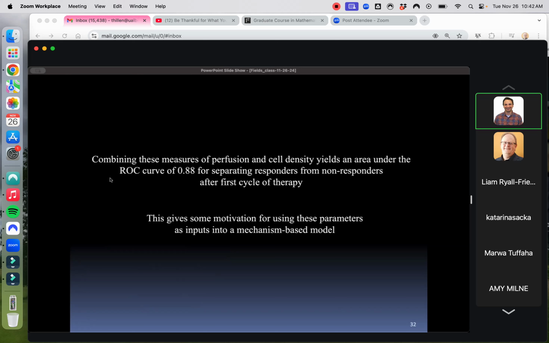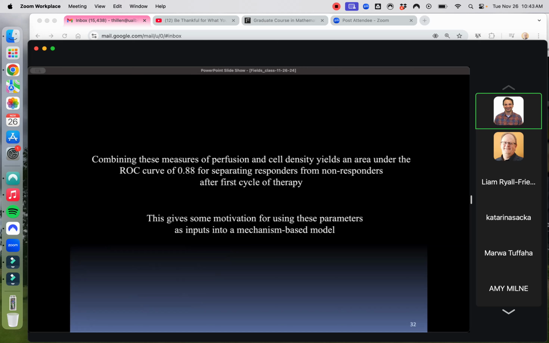Right. So these parameters on their own are, at least in a statistical sense, able to separate responders from non-responders. Of course, I've only told you about really one example, in this locally advanced breast cancer, but it's used in lots and lots of different disease settings. But hopefully you're convinced that they're useful, and so now we can use them to drive a model.